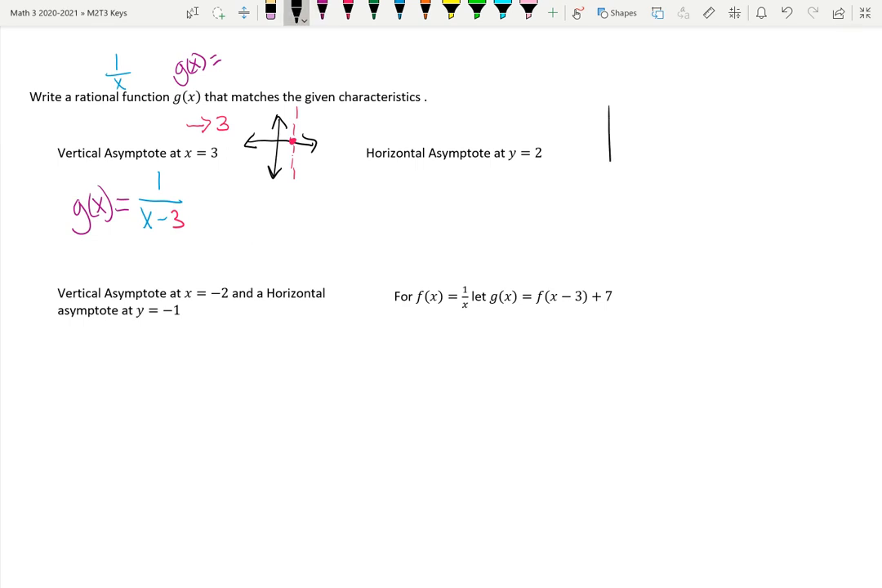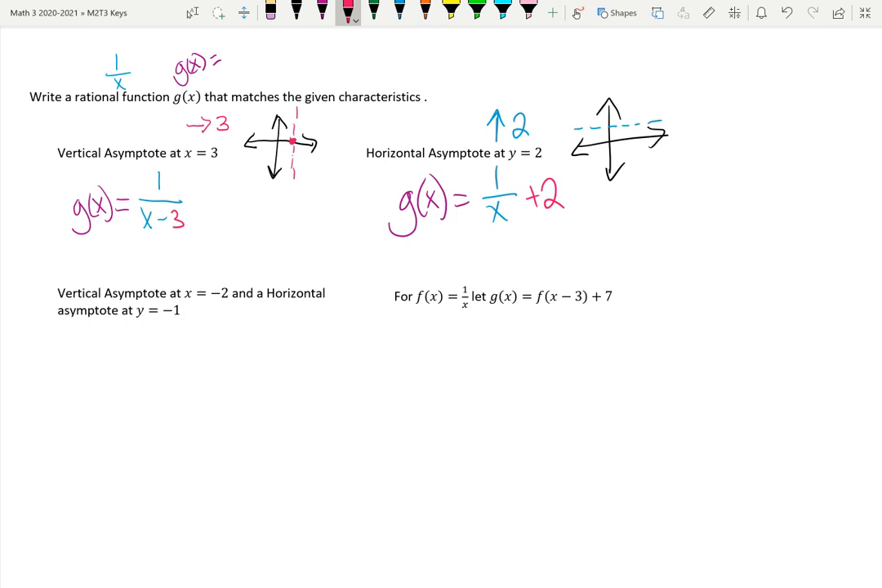For a horizontal asymptote at y equals 2, I have to recall that it starts at the x-axis, and then at y equals 2, meaning that it is going to be a shift up 2 spots. So my function g of x is going to be equal to the base 1 over x, and I need to move it up 2.